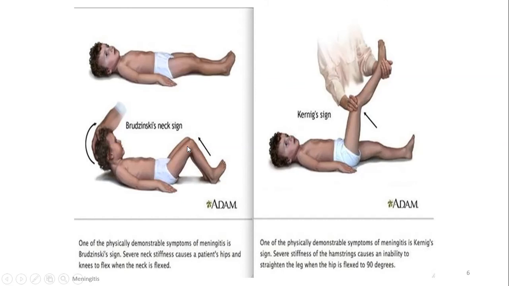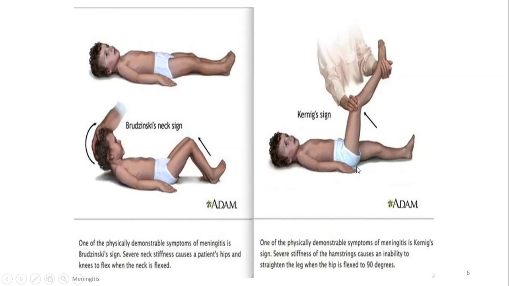If the baby is not suffering from meningitis, then he can easily flex the neck without flexing his knees and hips, but this does not happen in the case of meningitis. Whenever we flex the neck of a baby who is suffering from meningitis, his knees and hips automatically also get flexed. This occurs due to the stiffness in the neck. So this is called Brudzinski's neck sign. The second sign is Kernig's sign.